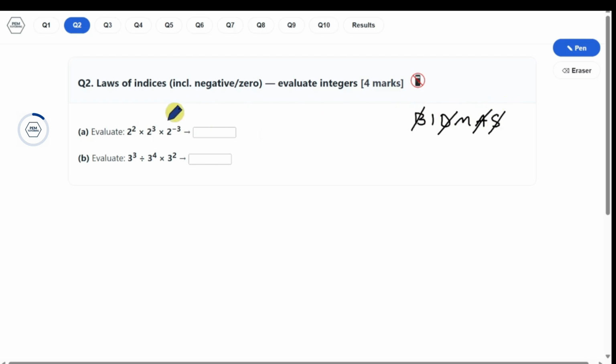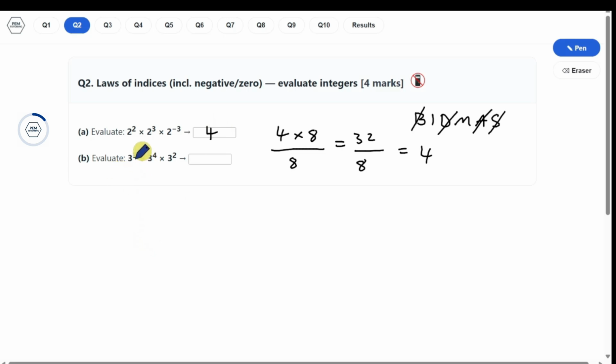So first we evaluate the indices. So 2 squared is going to be 4. 2 to the power of 3 is 8. And 2 to the negative 3, that just means put that as the denominator. So the negative means you're putting that down as the denominator. So that is 2 to the power of 3, which is going to be 8. So 4 times 8 is going to be 32 over 8. 32 divided by 8 is going to be 4. So the answer to that is 4.